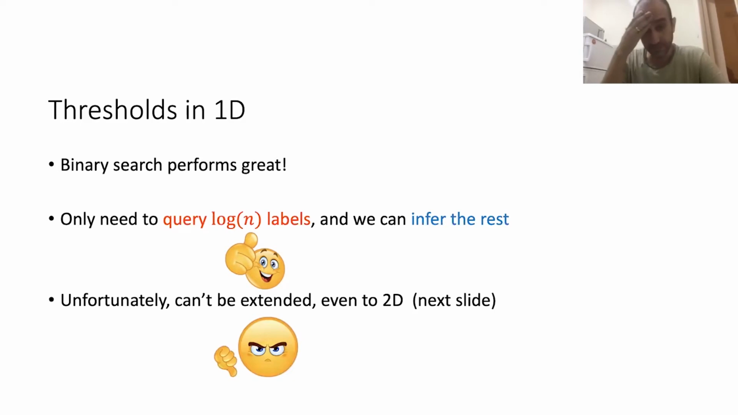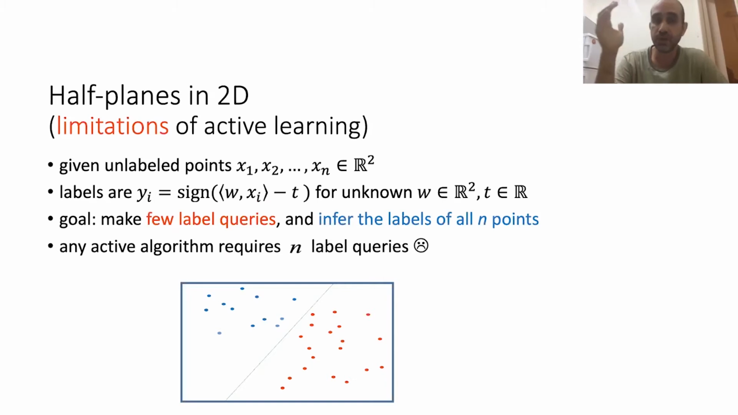Now, the unfortunate fact is that this nice kind of behavior that we see in the real line can't be extended, not even in 2 dimensions. So, what is the 2-dimensional variant of this problem? Now, instead of thresholds, we have half planes. Again, it's exactly the same setting.